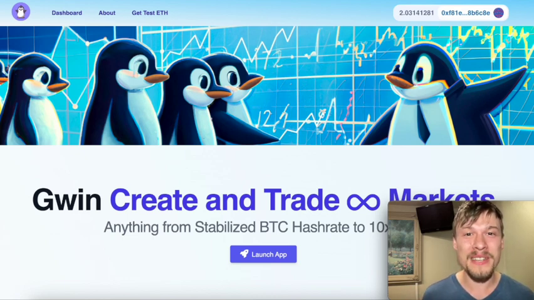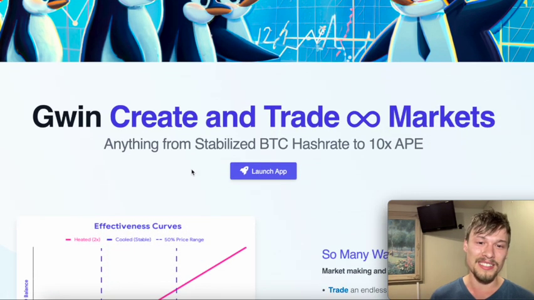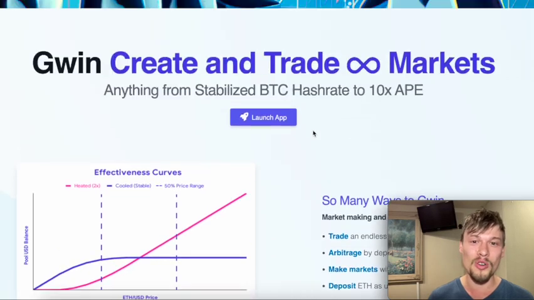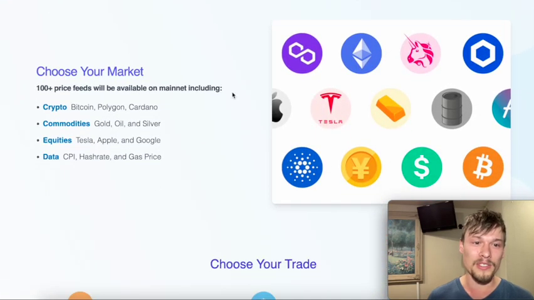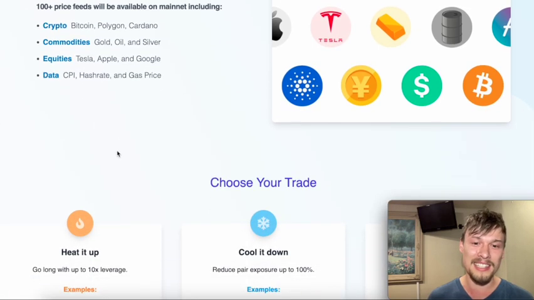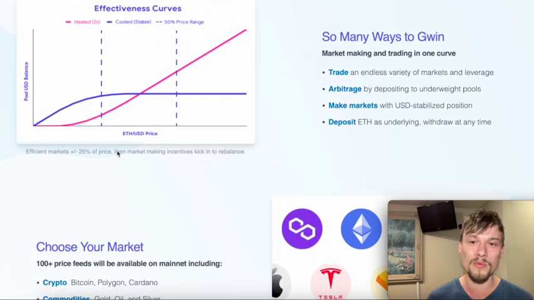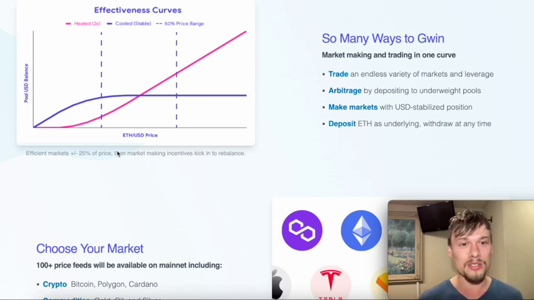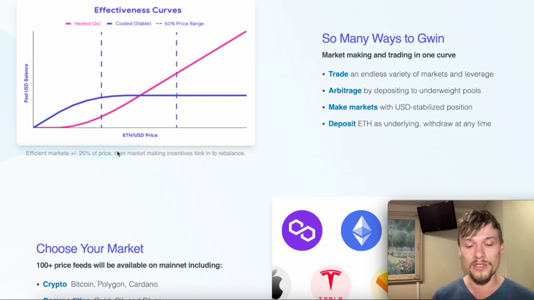Gwin is a way that you can launch and trade infinite markets on the Ethereum blockchain. Well, that means anything that we can get a price feed for. So, stabilize Bitcoin hash rate to 10x8. There is so much you can do with different leverages, with cryptos, commodities, equities, data. You can trade data, and you can launch these markets with any amount of money. You do not need to start with hundreds of thousands of dollars.